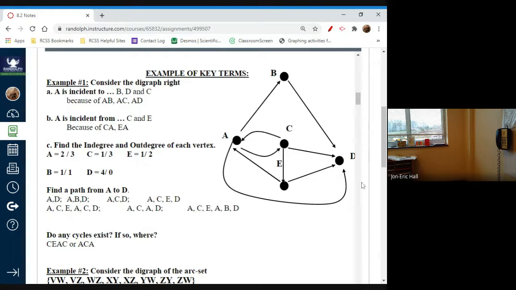Do you always put the in degree first? It's just because of the way it was questioned. I could have flipped it around, and that's just me organizing the numbers and not having to write it a bunch. D, D's popular. Everybody goes to D, right? All in degrees, nothing goes away from it. E is 1 in, 2 out. Questions on that?